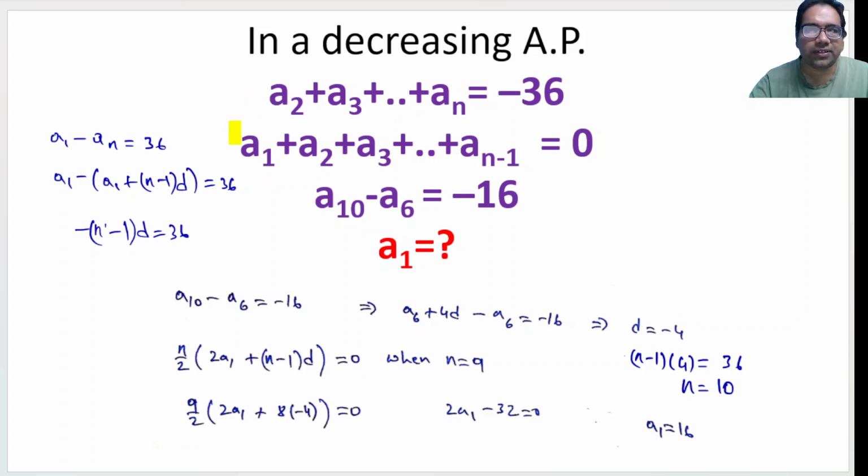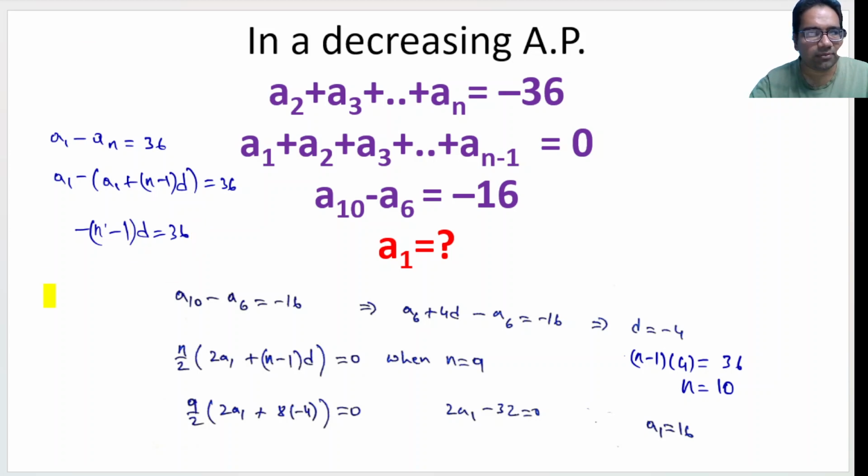Let us use the first two equations, right? Now if we subtract the first equation from the second equation, then what will be left? A2, a3, a4, everything will cancel out. Here also a2, a3, a4, everything is there. Here a1 is missing and an is extra. So a1 minus an, right? That becomes 0 minus minus 36, which is 36. Then if we expand this, a1 will get cancelled. We will get minus of n minus 1 d equals 36.